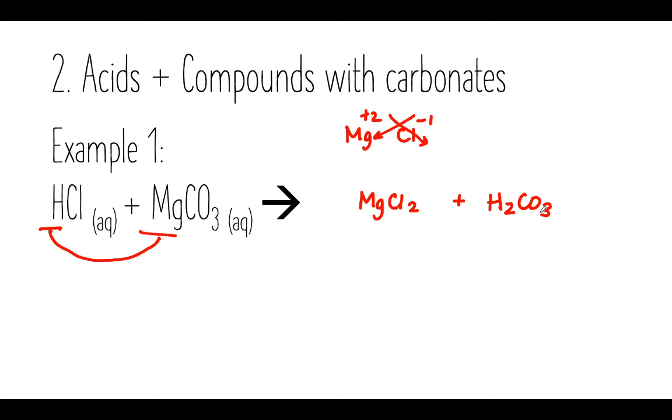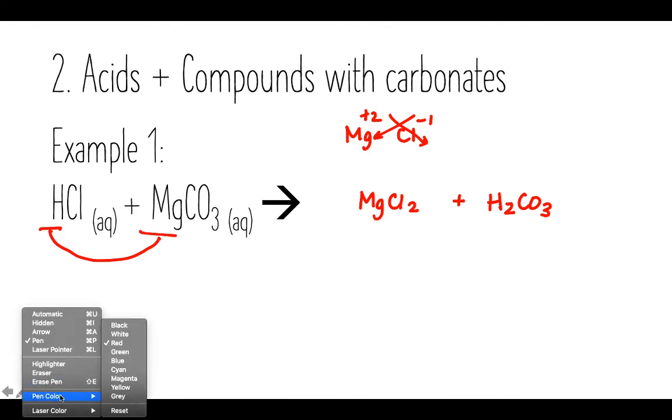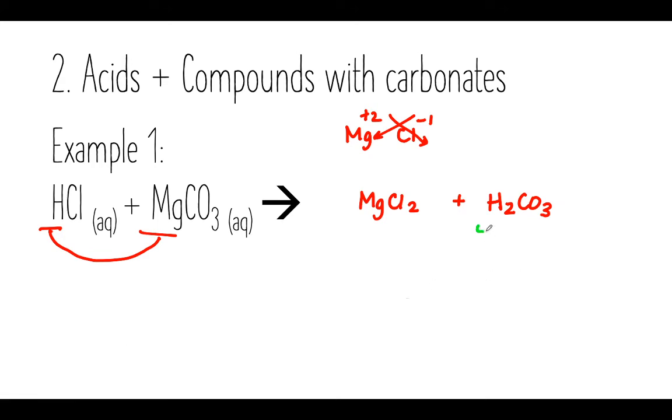Now, this is what we would expect as our products for this reaction. However, we have to take into account what happens to this carbonic acid. This is why this is a very specific type of double displacement reaction, because of what happens to this carbonic acid. It spontaneously or instantaneously breaks down into H2O liquid plus carbon dioxide gas.